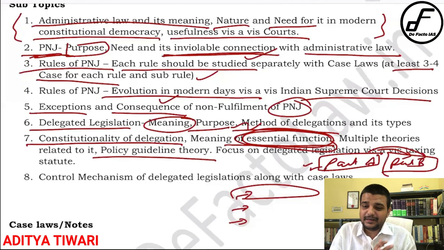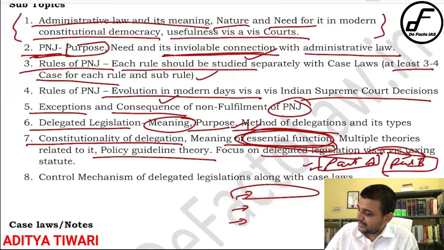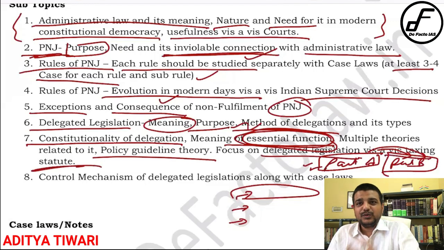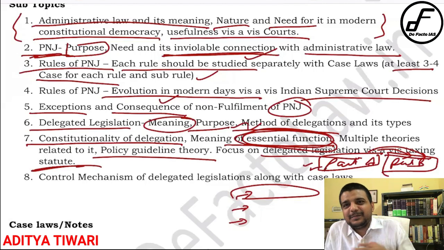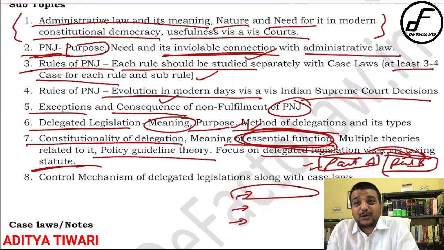Multiple times there have been direct questions: what do you mean by policy and guideline theory? So please remember that. Then focus on delegated legislation vis-a-vis taxing statute, right? Mostly the question of delegated legislation, in fact any question, comes before the court only if money is involved, right? So the whole Kesavananda Bharati case was related to land, and land is a very costly affair, okay?